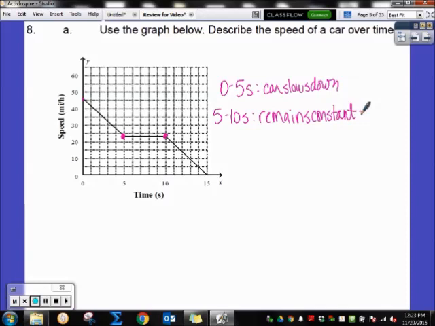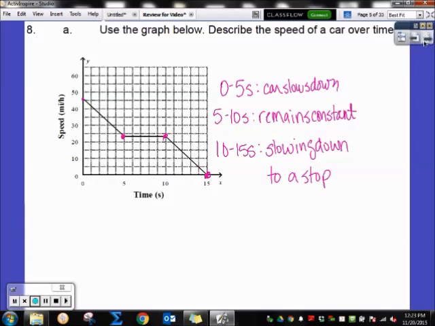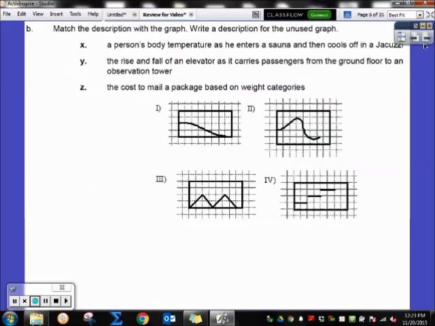Okay, and then finally, from 10 to 15 seconds, the car is slowing down to a stop. And you can see at 15 seconds it's stopping. Okay, and then B part of 8, match the description with the graph. Write a description for the unused graph.